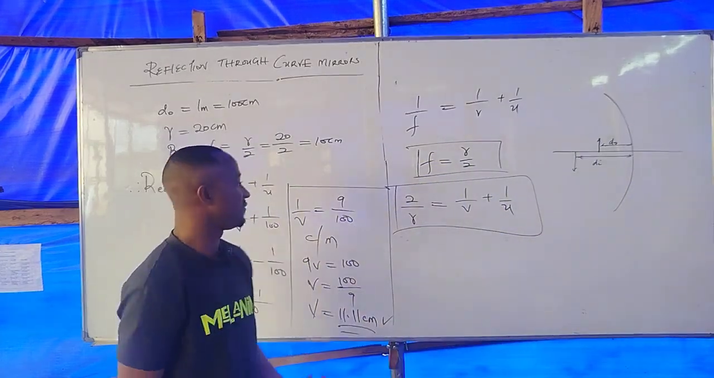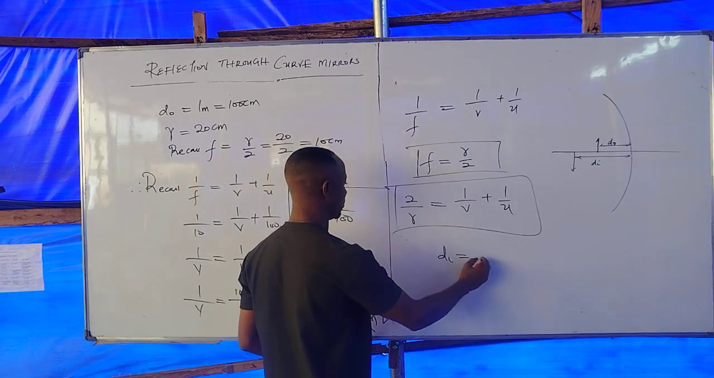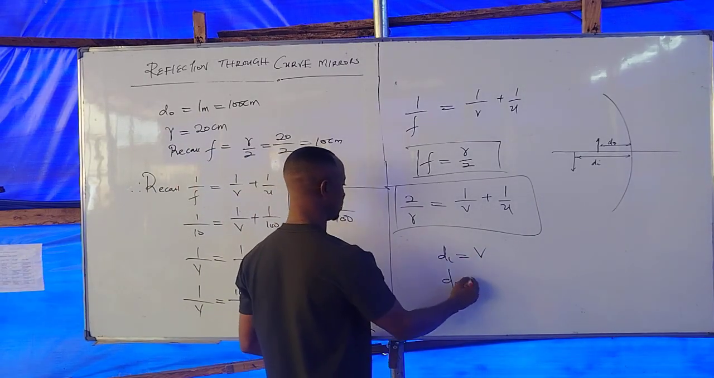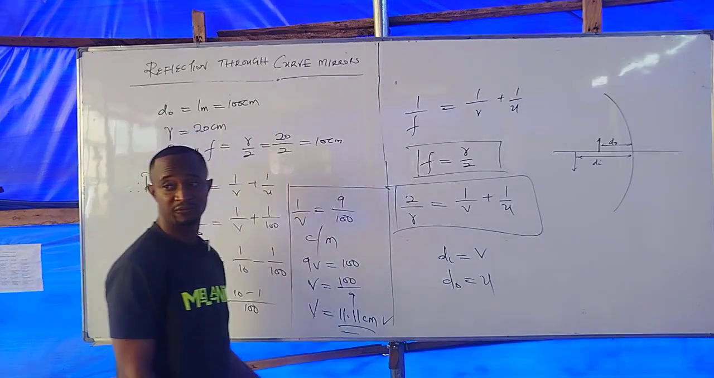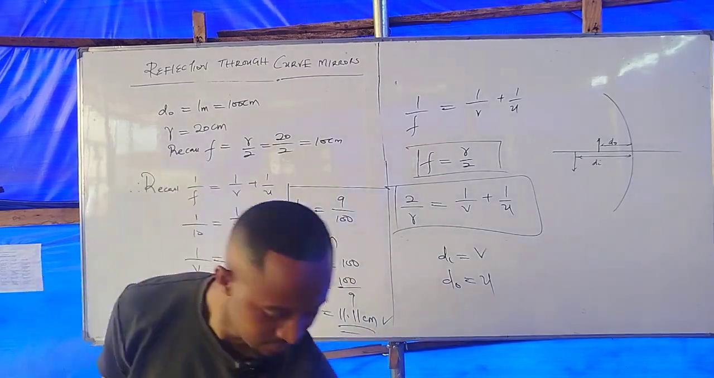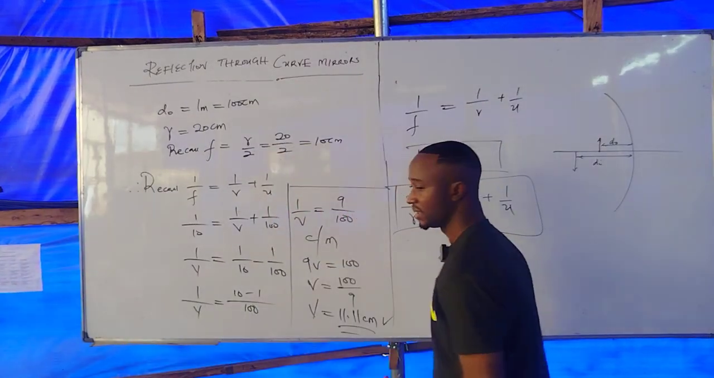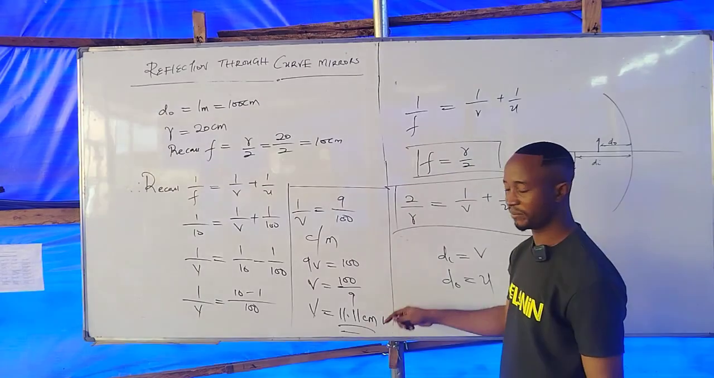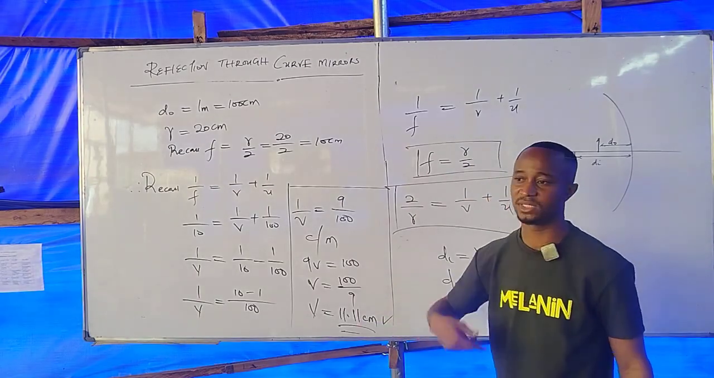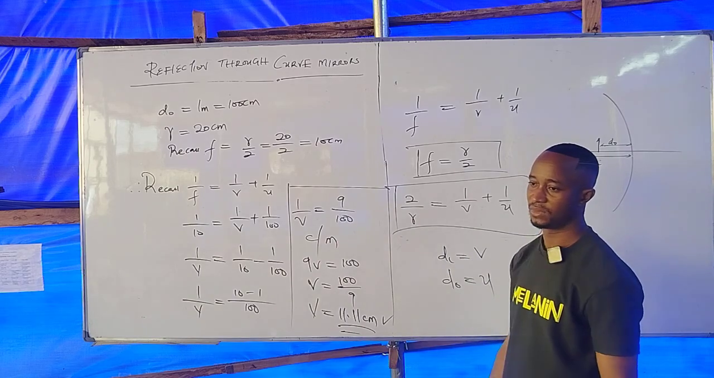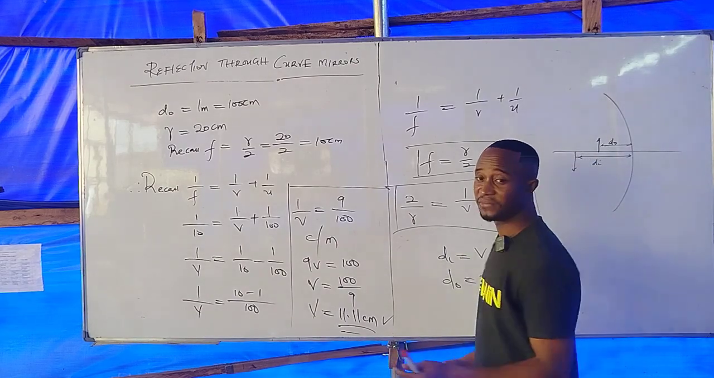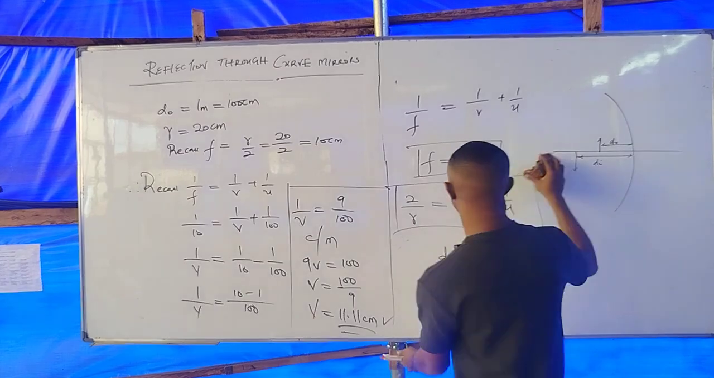But don't forget that we use DI as your V, and your DO is your U. So what is the position of the image from the mirror? It is 11.11 cm away from the pole of the mirror. Are you getting the gist? Now we have to find what again? Magnification.